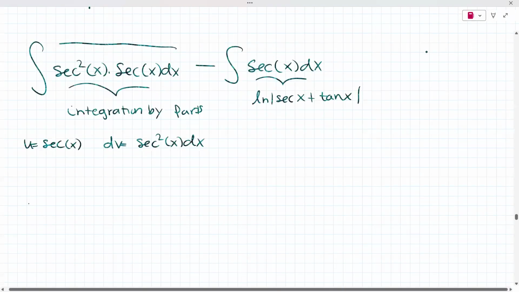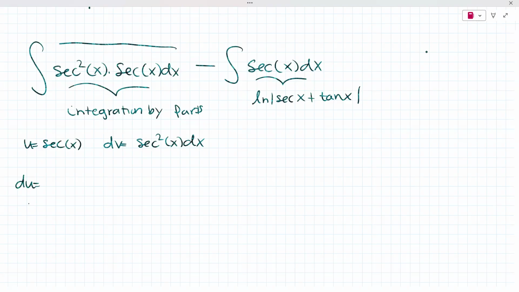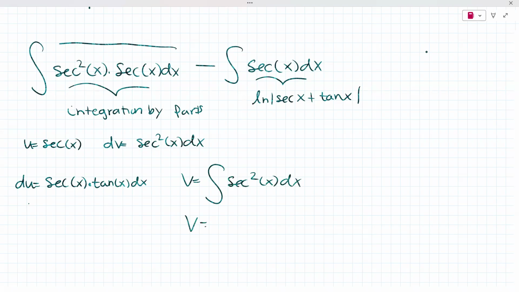Okay. And then if that's my u and that's my dv, what is my du? My du is secant of x times tan of x dx. And my v is the integral of secant squared of x dx, right? So what's the integral of secant squared of x? It is positive tan of x.